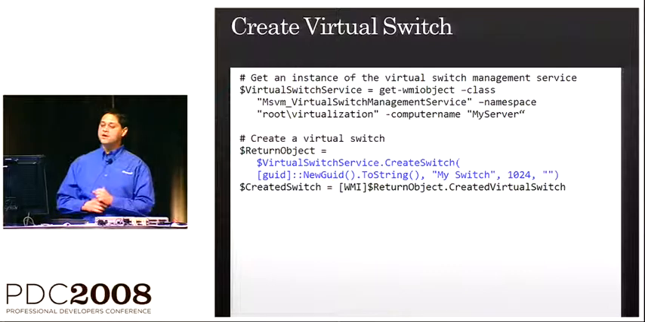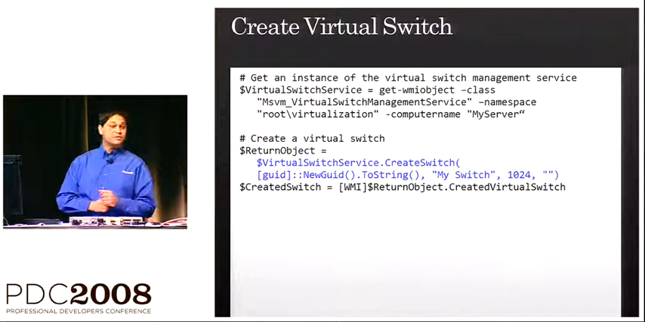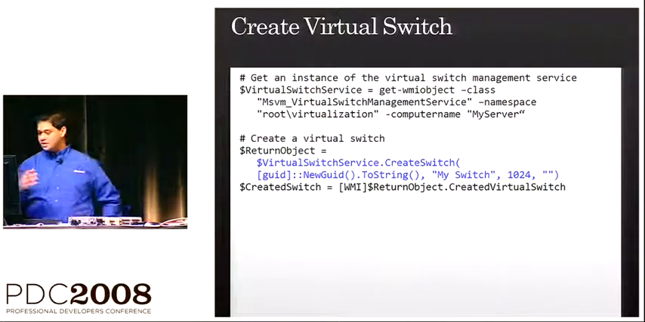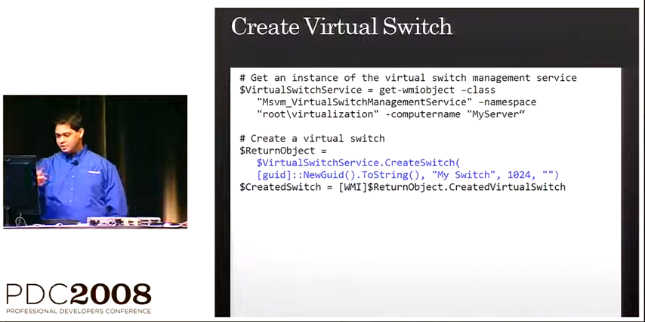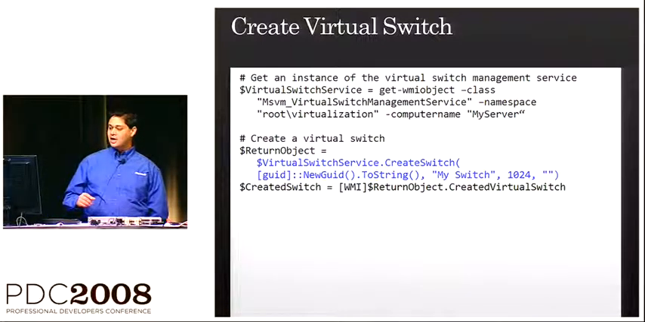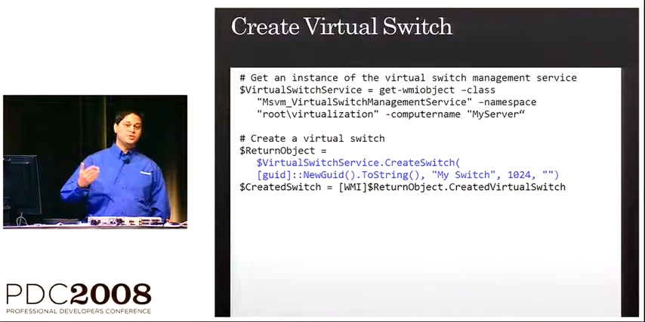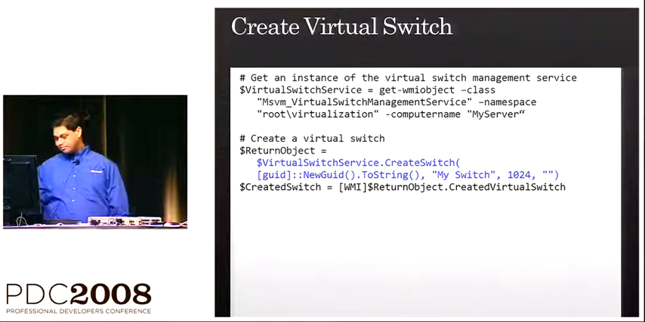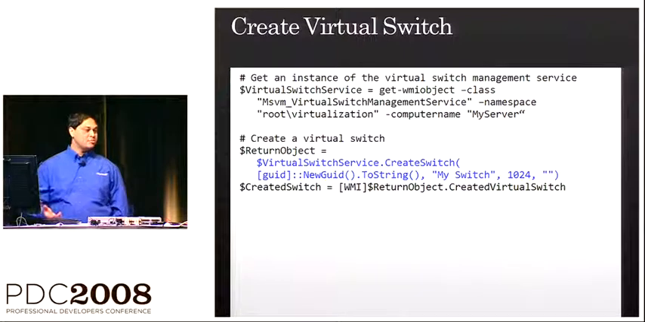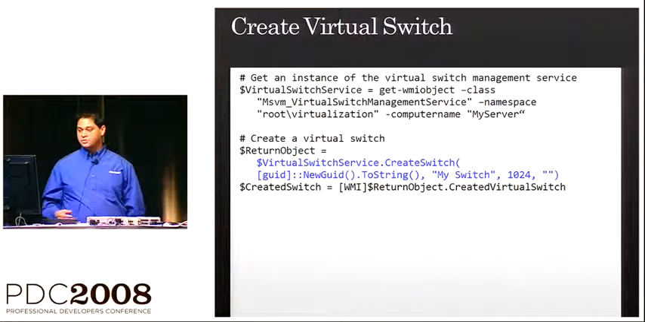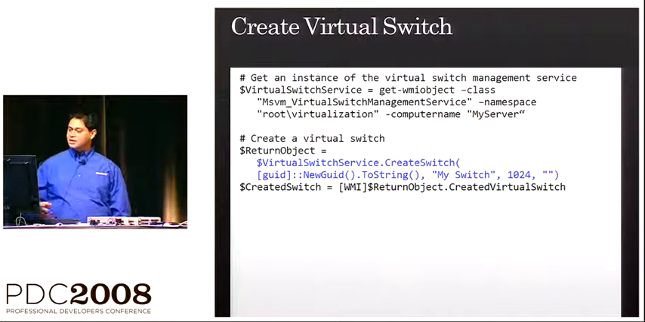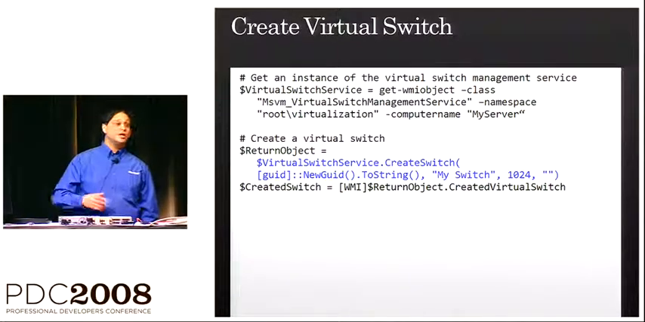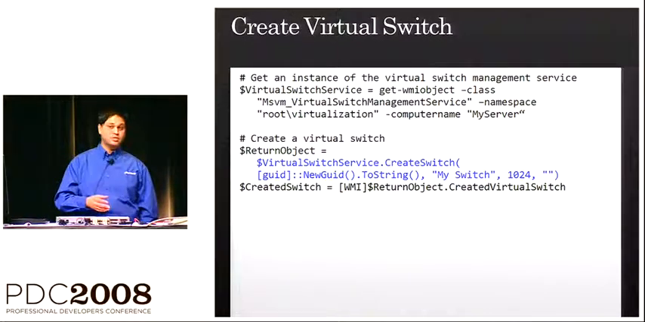Once we've got an instance of that, we call this create switch method on it. We pass in a couple of variables here. The interesting ones are: the first one is a GUID, which uniquely identifies that virtual switch. The second one is the friendly name, or the element name, of that switch. And the third one, that 1024 that you see over there, is the number of MAC addresses that virtual switch is allowed to learn.